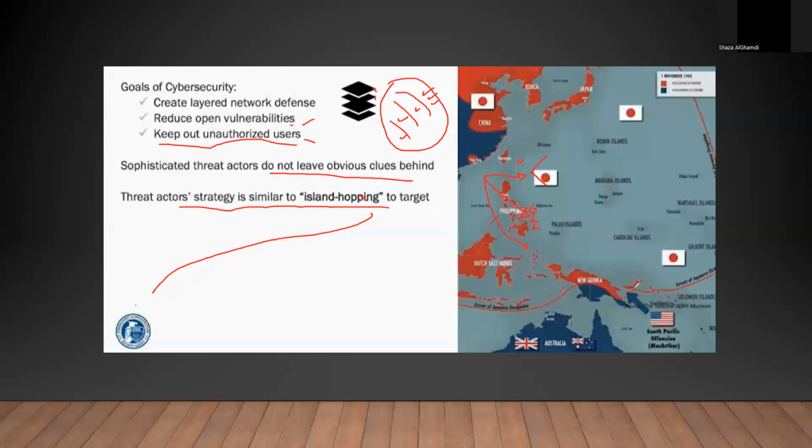They compromise one island here, and then once I have my military, my gear, and all my weapons here, I start to attack another one, and another one, and another one. That's why they called it island hopping, until they managed to get very close and then bombed Japan itself, because the United States is very far from Japan physically.